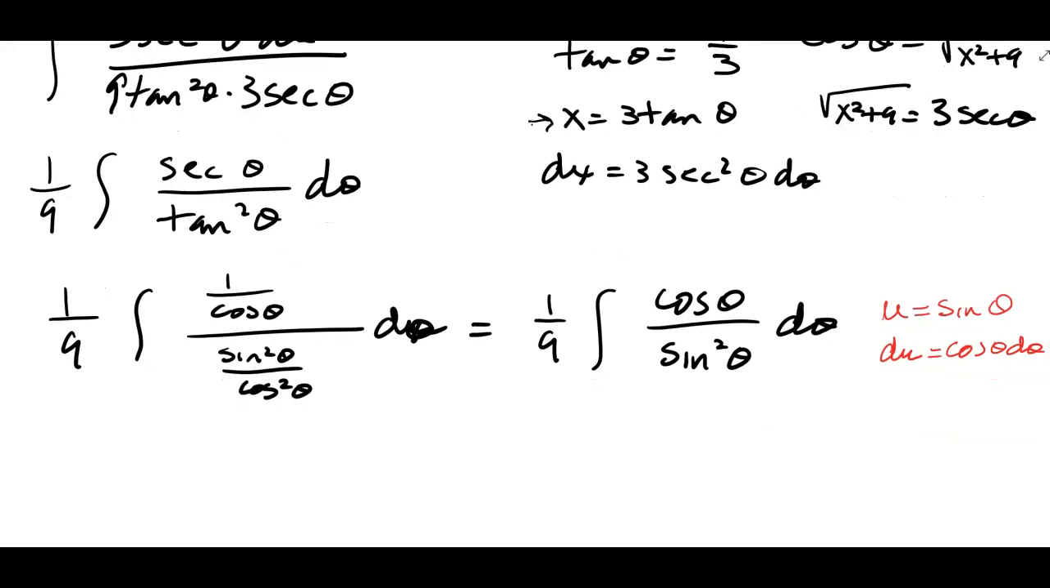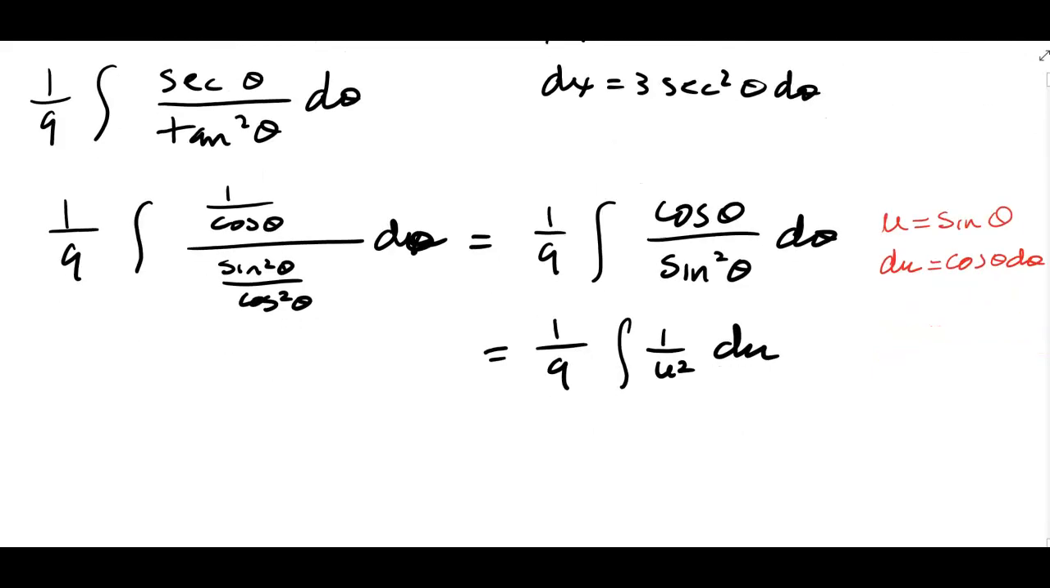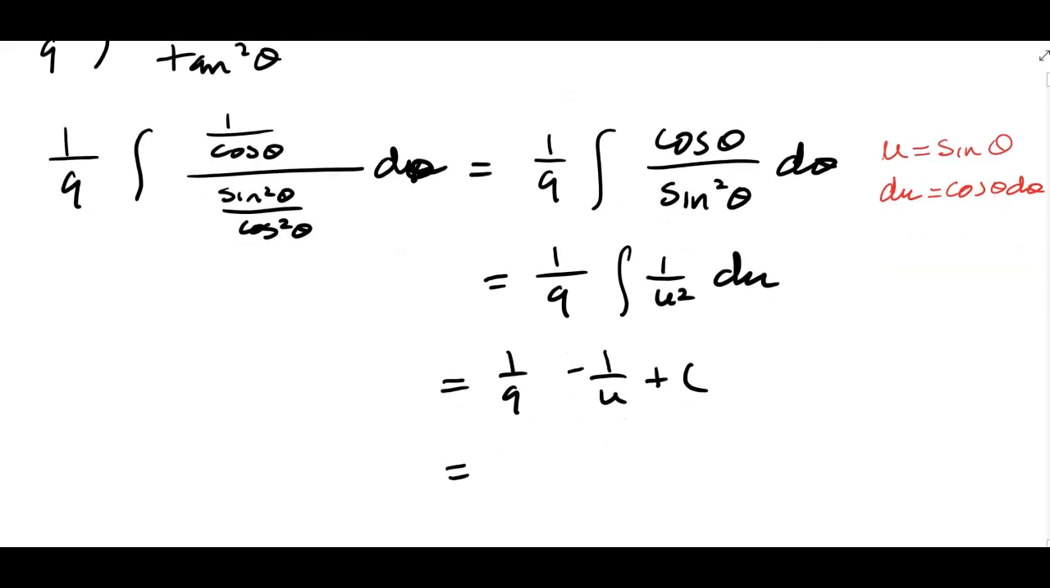So when I plug that back in my u's and du's, I end up with 1 over u squared du, which is 1/9. Don't forget the 1/9. U to the -2 goes up to u to the -1, divided by -1. So it's -1 over u plus c.